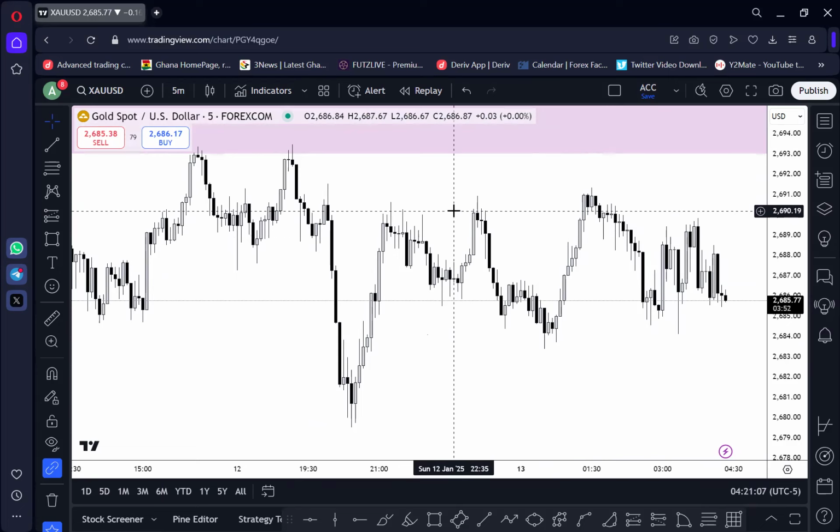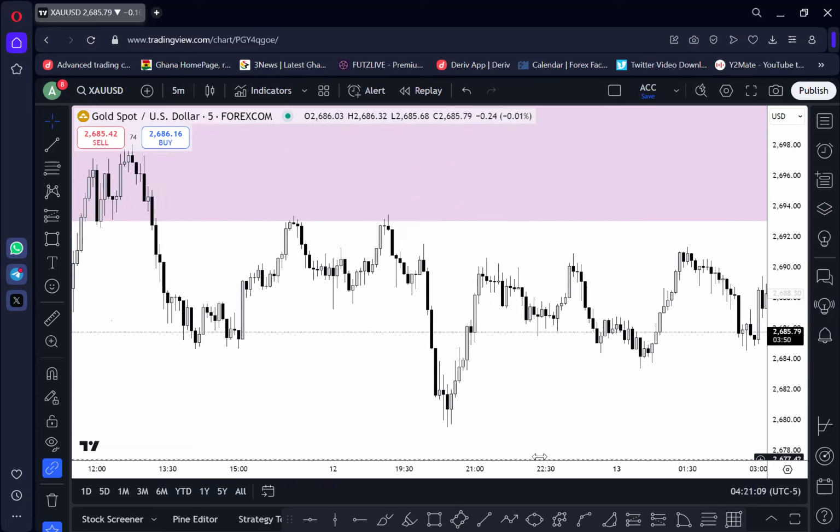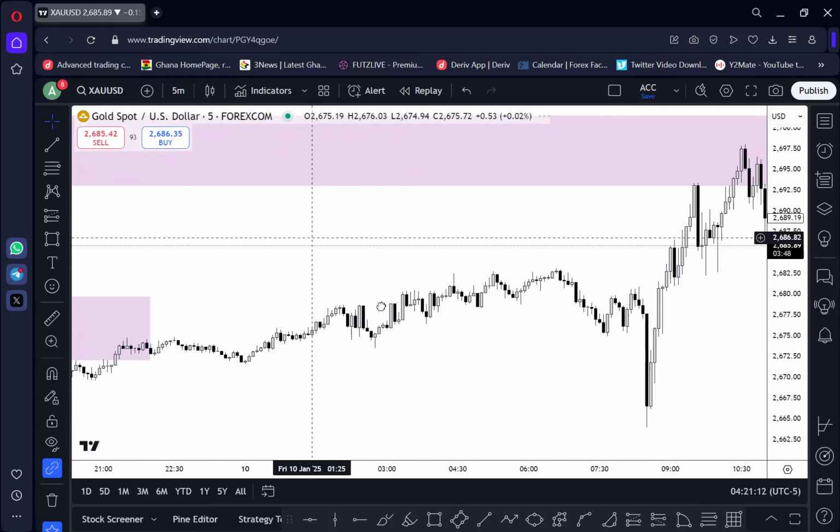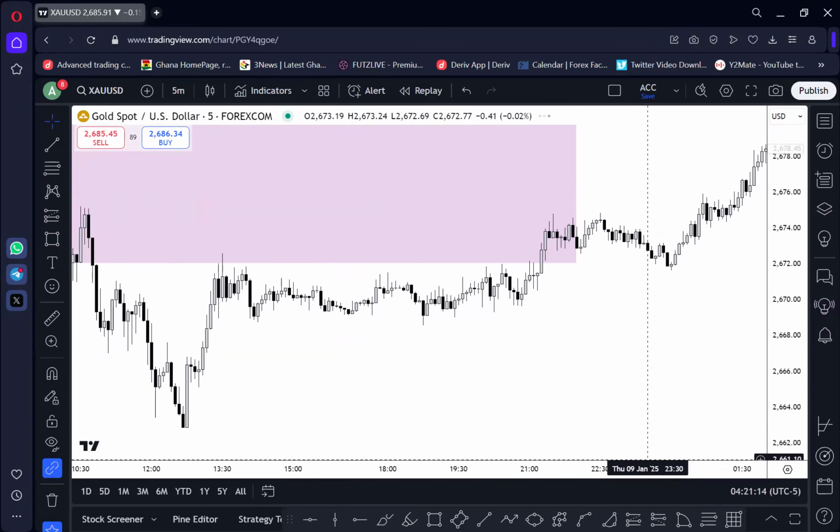you move to what? To 5 minutes. That is where we are going to look for our entry. All right. So if you look for our entry on 5 minutes, yeah.